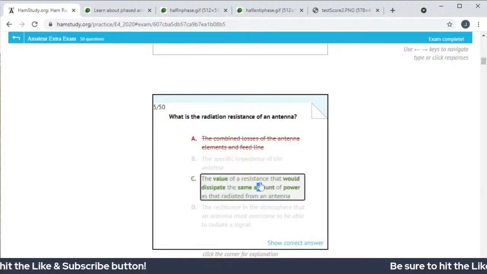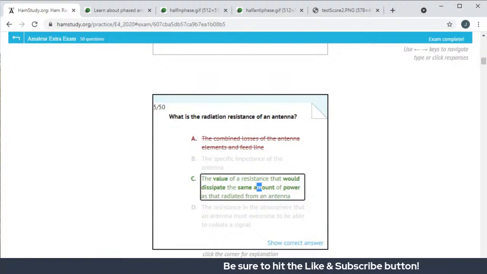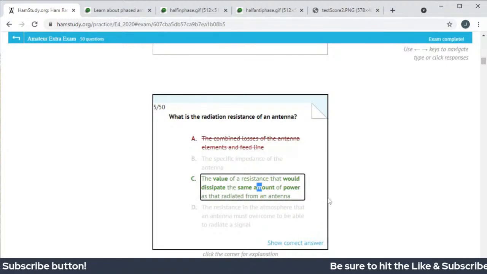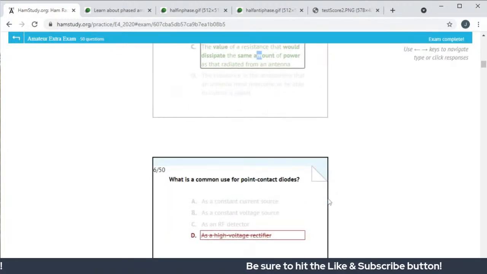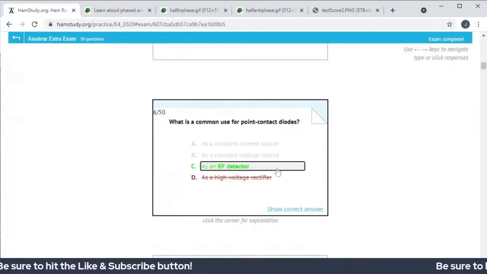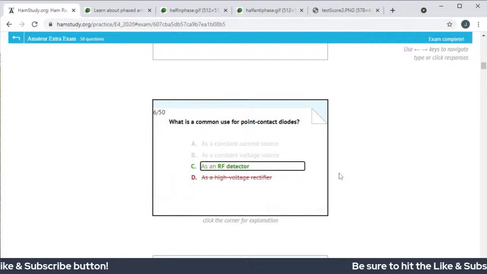What is the radiation resistance of an antenna? It's the value of the resistance that would dissipate the same amount of power that is radiated from the antenna. Okay. So a point contact diode is an RF detector.